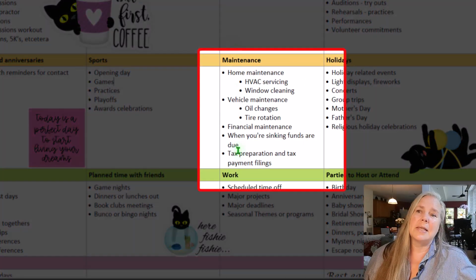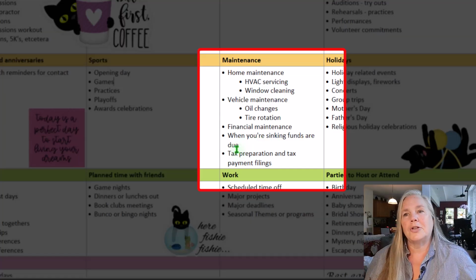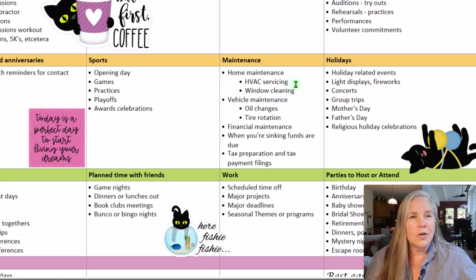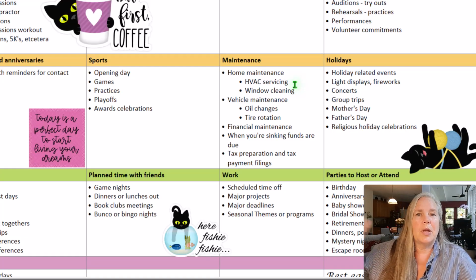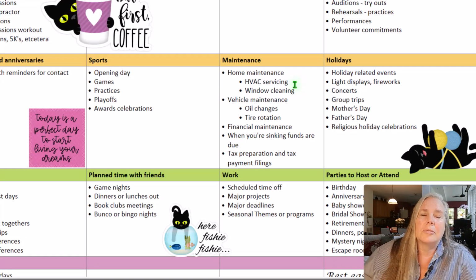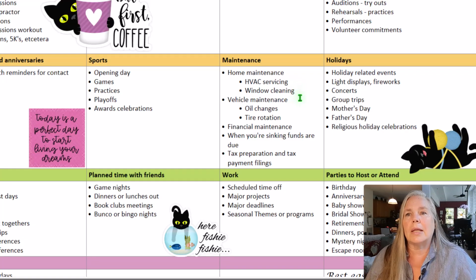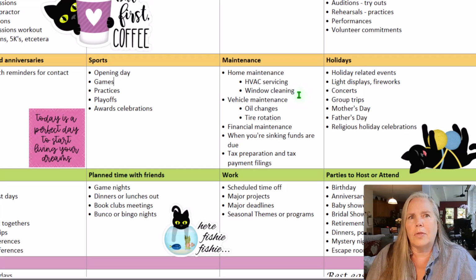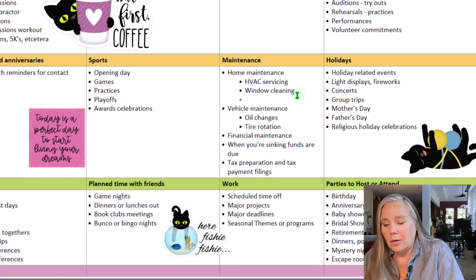All right, and then some maintenance things that you might want to put on your schedule. I have home maintenance things like, maybe you get your HVAC serviced at a certain time in the spring for the air conditioning and then in the fall to make sure that your heating system is working correctly. Maybe you're somebody who has windows that get cleaned on a regular basis. You want to schedule that out. Maybe gutter cleaning, which is another good thing I should add to the list. I'm going to add that right now.